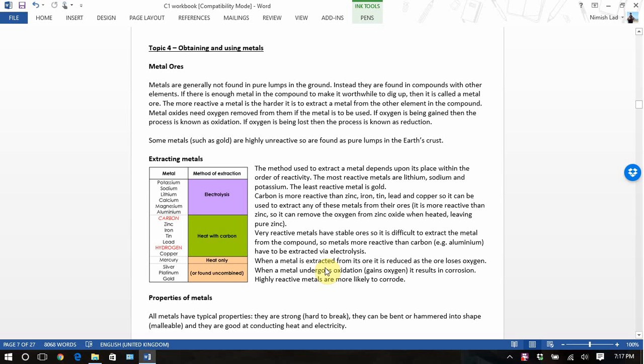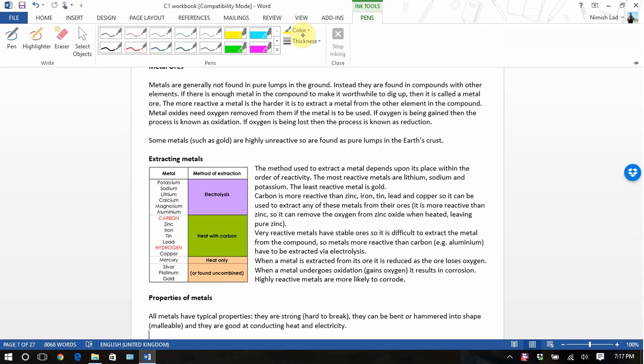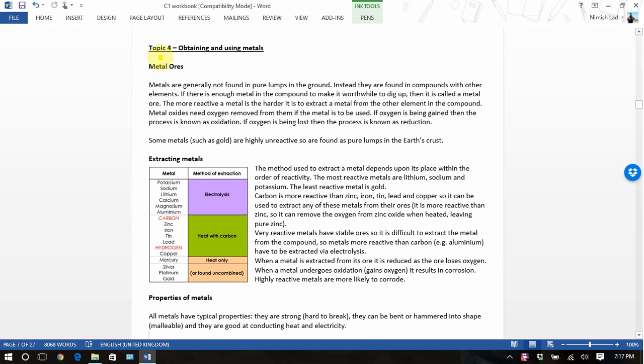This is a video on C1 Edexcel chemistry, topic 4, obtaining and using metals. So let's get stuck straight into that. Let's get my highlighter tool up. It's talking about metal ores to begin with. Then we move on to extracting metals, what the properties of metals are, how we can alloy metals, and also the benefits of recycling metals. We need to talk about the properties of some specific metals, and that's quite important.